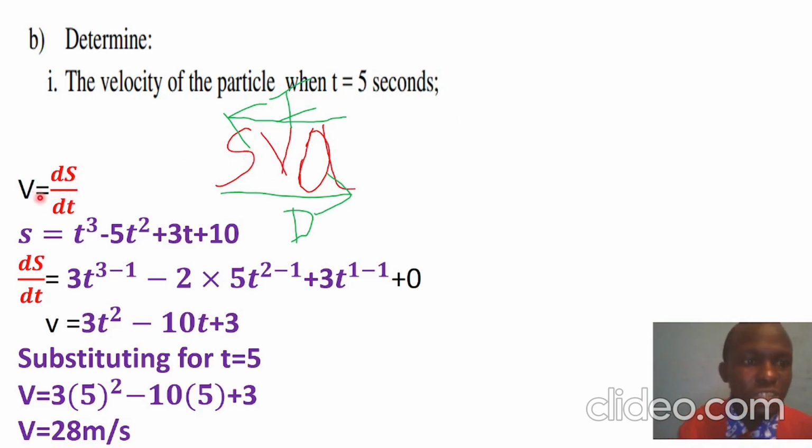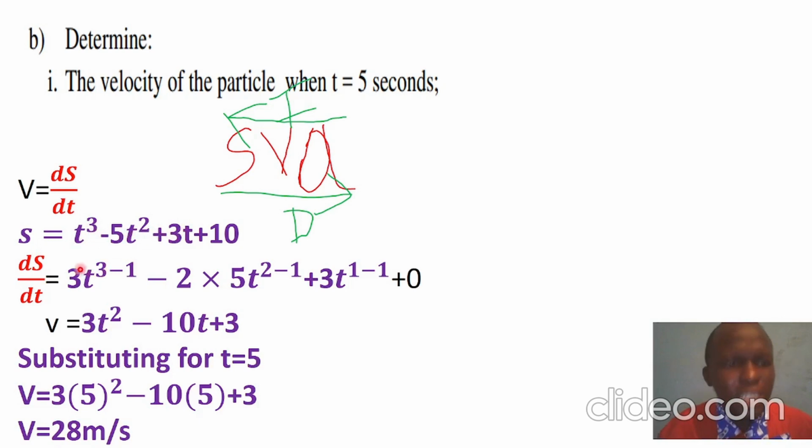So v, which is velocity, is equal to ds with respect to t. Our t here is our independent variable, and our s is our original function. So for us to get velocity, we have to differentiate displacement with respect to time. So s, our original function, s is equal to t cubed minus 5t squared plus 3t plus 10.